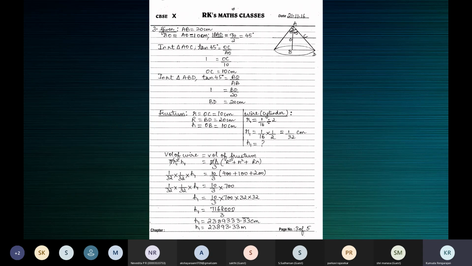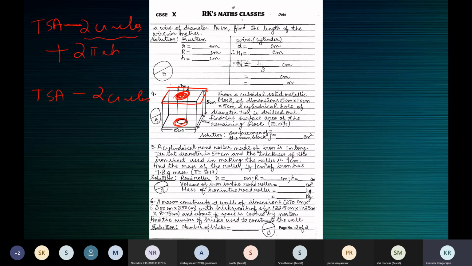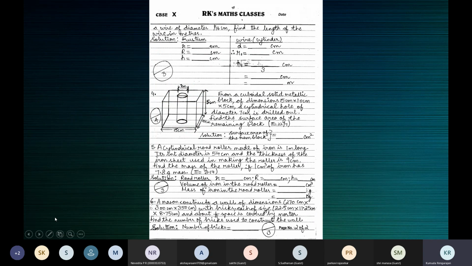Take a screenshot. We need to continue with circles. Please take a screenshot in case you have not written the 5th and 6th question. Take a screenshot and you can complete it as homework. I'll show you the answer slide also.